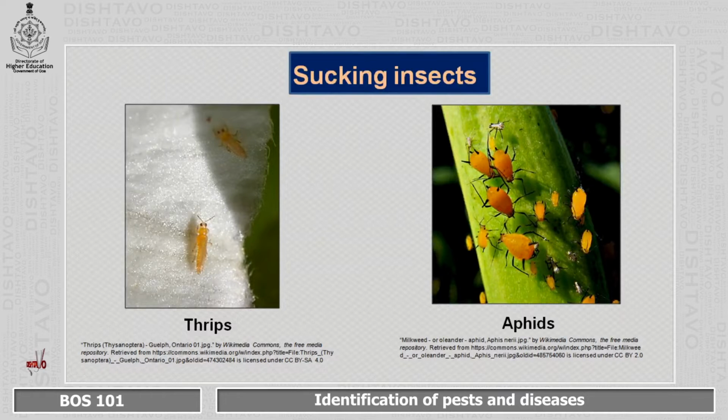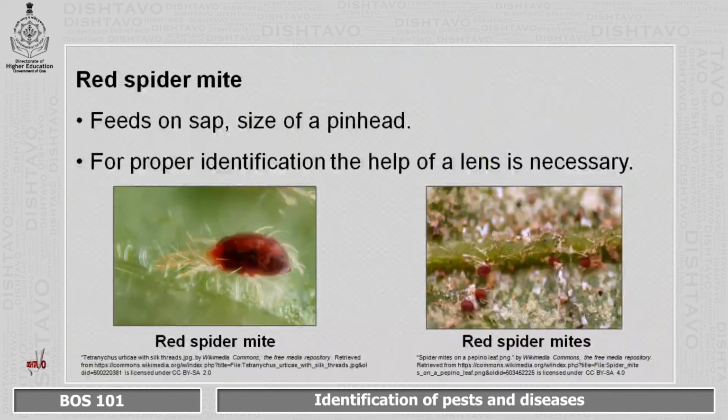These are sucking insects. Red spider mite feeds on sap and is of the size of a pinhead. For proper identification, the help of a lens is necessary. Here we can see in the first image the red spider mite. This is the magnified image. And in the second image we can see the same red spider mites, which are of the size of a pinhead.